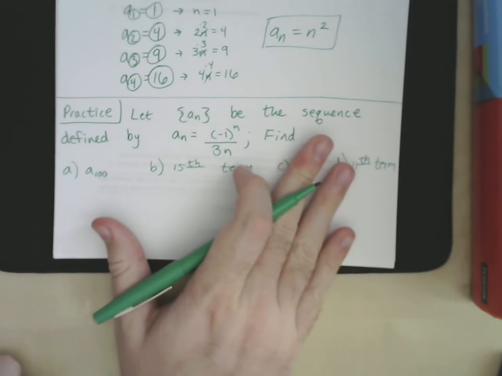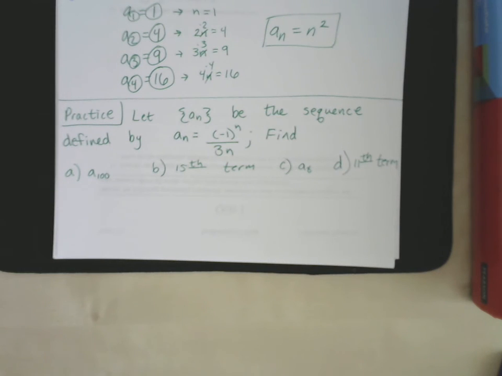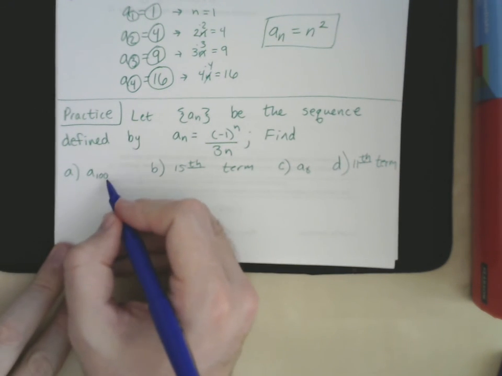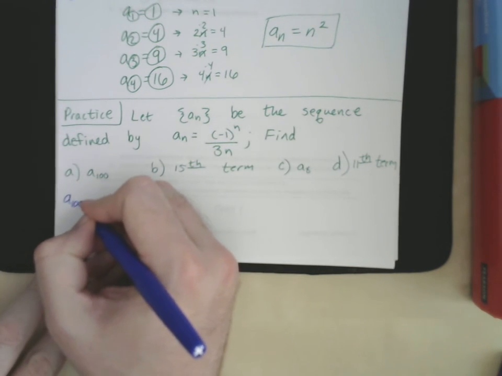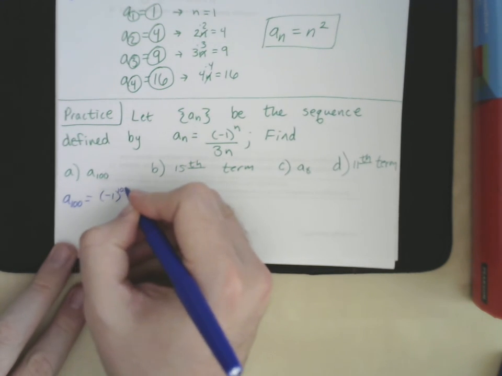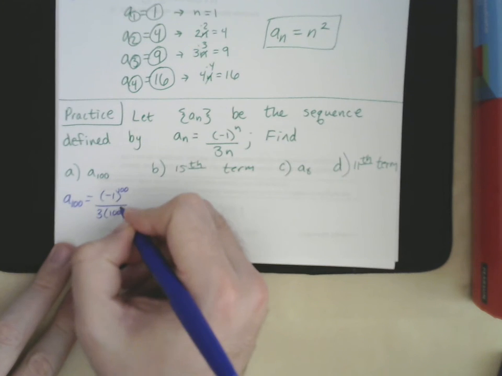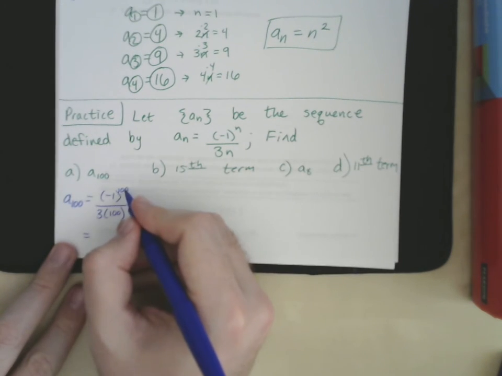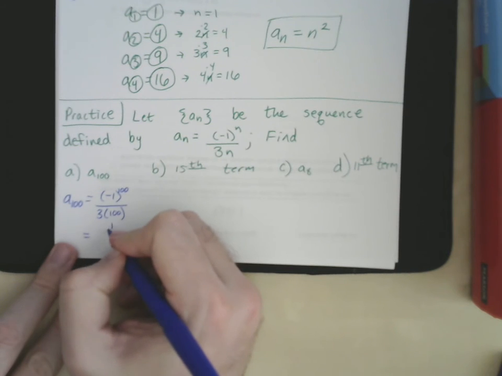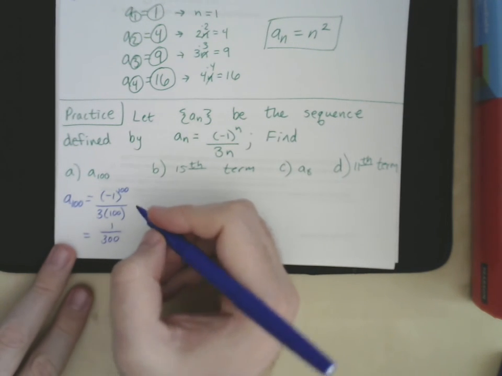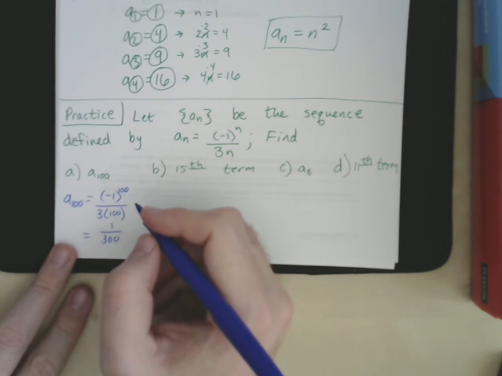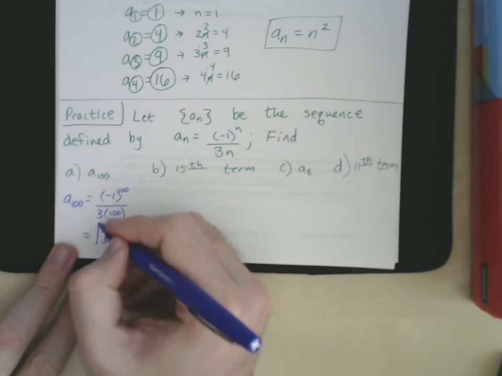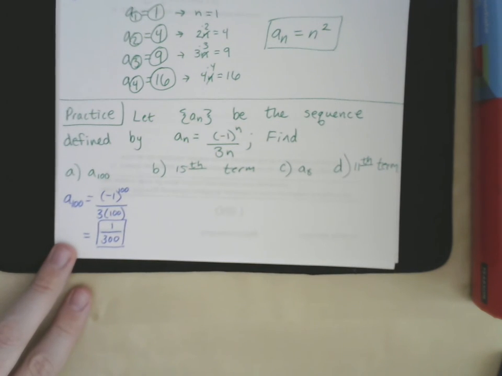So I would please encourage you to pause the video and try this out. Try and find these 4 terms. I'm going to walk through the answers now. So in part A, a sub 100 equals (-1) to the 100th power over 3 times 100. (-1) to an even power is 1, so this is 1 over 300. And that's our answer for A.